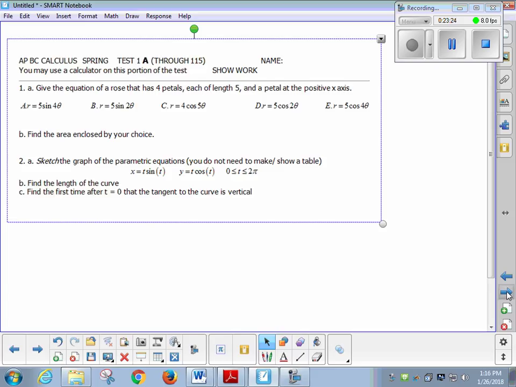So the first page, I should probably pause this.